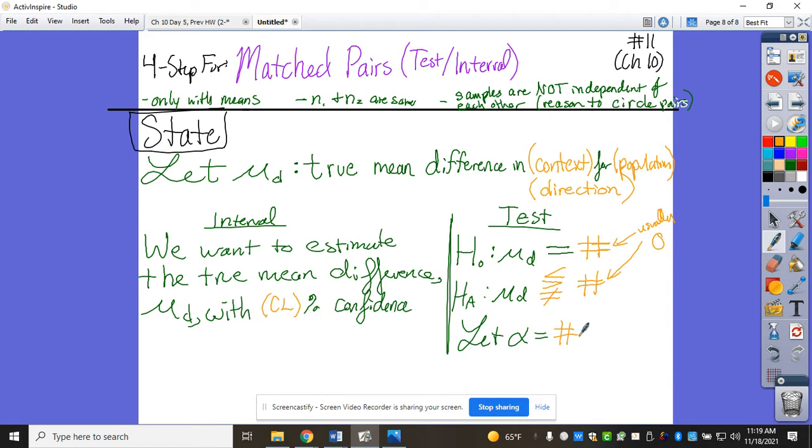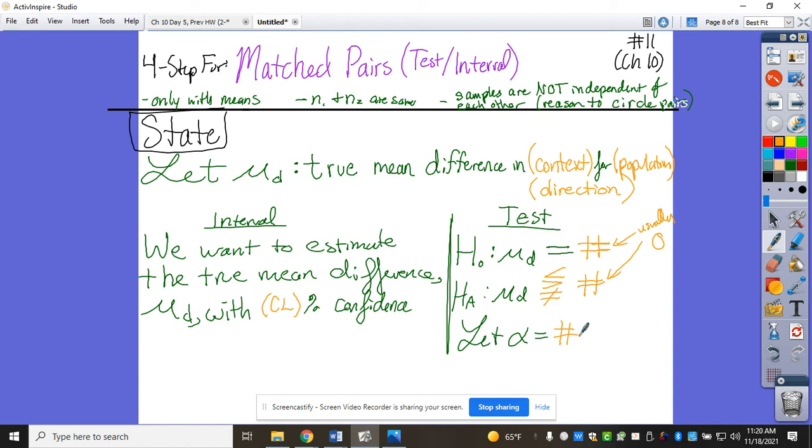So I'm not going to go through a whole problem like this written all the way out as an example problem. We're going to do like we did yesterday and jump straight into it. So let's talk through this part with our example we did in class. We would say let mu d be the true mean difference in what?